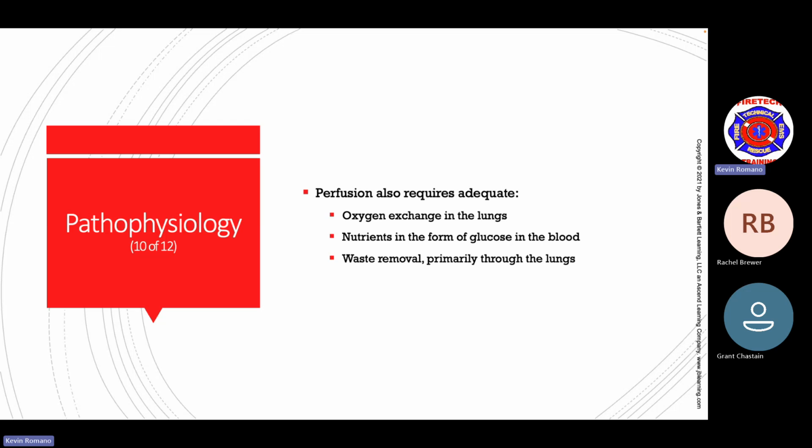Perfusion also requires adequate oxygen exchange in the lungs, right? So if they're not breathing adequately and they're breathing rapid and shallow, they're not getting that exchange that they need, right? They're breathing too fast, which makes them very alkalotic. Their end tidal is going to be coming down. Not good. Nutrients in the form of glucose in the blood and waste removal primarily through the lungs. That's that carbon dioxide exchange. So if you're breathing too fast, the faster you breathe, the lower the end tidal goes. The slower you breathe, the higher it goes, right? So we want to make sure we maintain that adequate perfusion level between 35 and 45, looking at our end tidal readings.